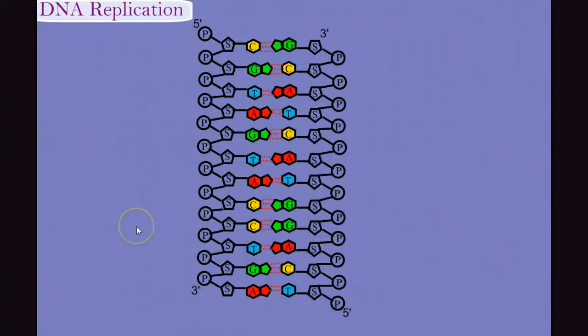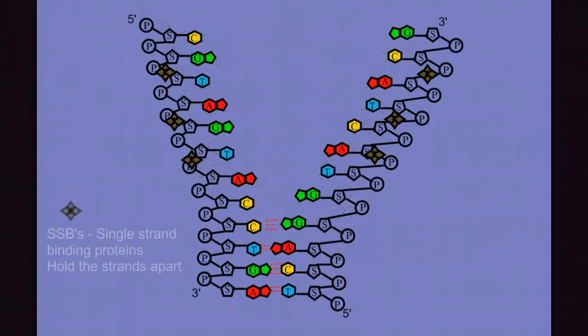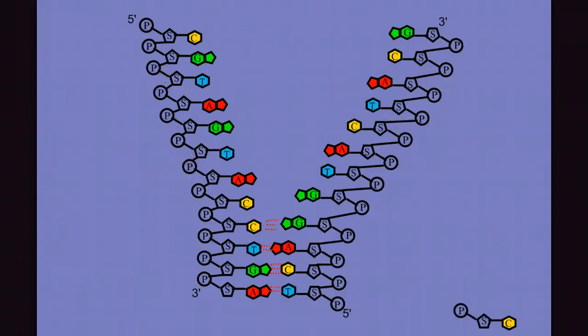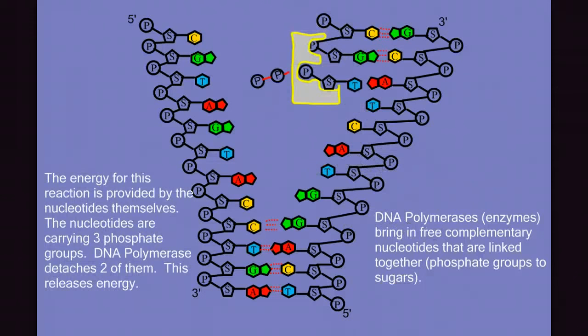Now, one last time through the process to make sure we have it. Helicases unwind and unzip the double helix, exposing a region of nucleotides in a replication fork. The single-strand binding proteins bind to these single strands, holding them apart, so that we can begin to bring in our complementary nucleotides. Building off primers, DNA polymerase will bring in and help bind together complementary nucleotides using the triphosphates and breaking off the triphosphates to release energy to build the bonds.